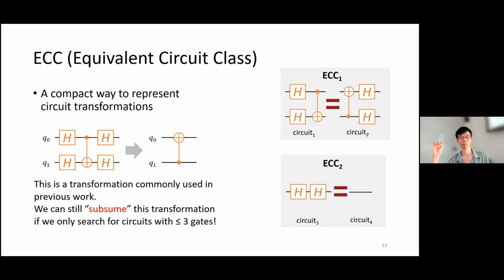Actually, most compilers, including Quartz, at the beginning lower the 3 qubit operators into 2 qubit operators. For example, CCNOT, which is a 3 qubit operator, is lowered into 13 gates with only 1 qubit and 2 qubit gates.